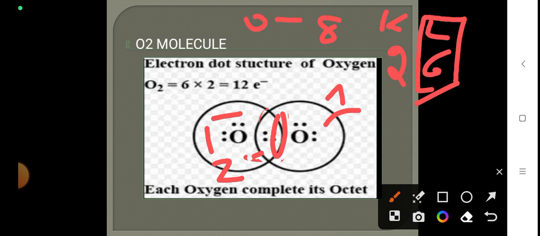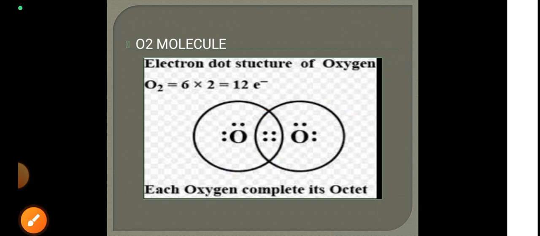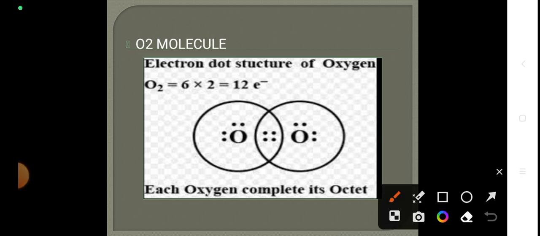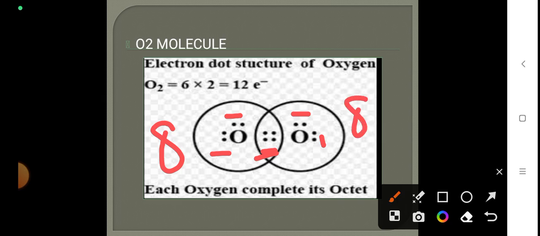So overall, if I count the total number of electrons around each oxygen, there will be 8. Observe in each of the circles, if we count the number of electrons, 1, 2 plus 2, 4, 4 plus 4, 8 electrons around the first oxygen. Similarly, 2 plus 2, 4, 4 plus 4, 8 electrons around oxygen 2.